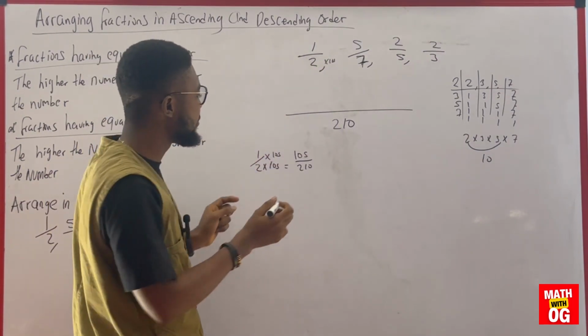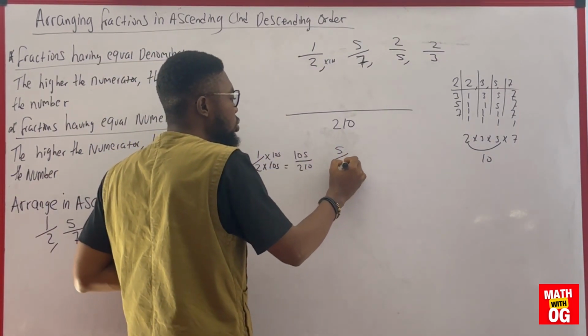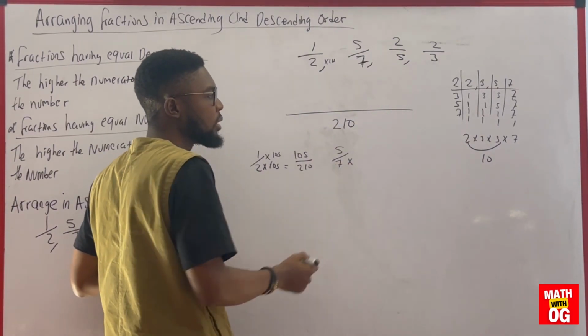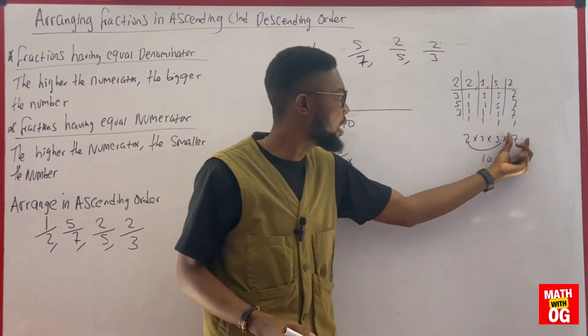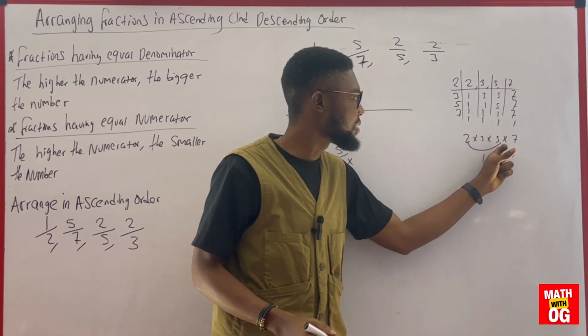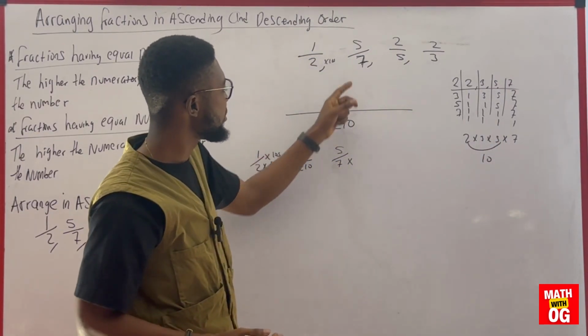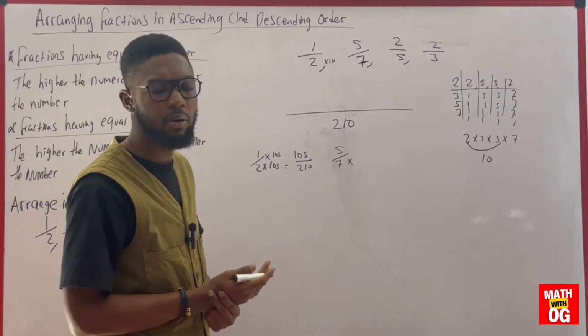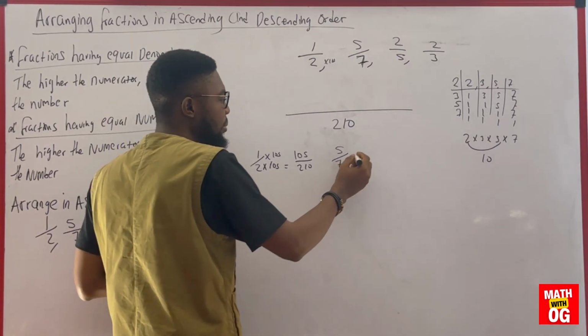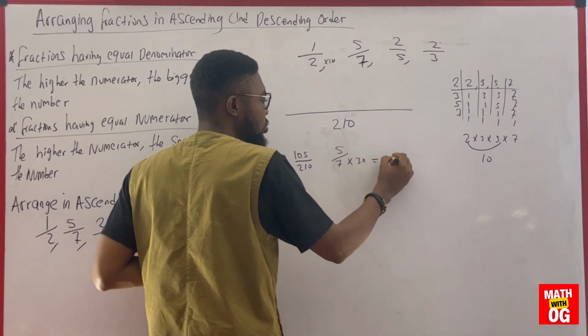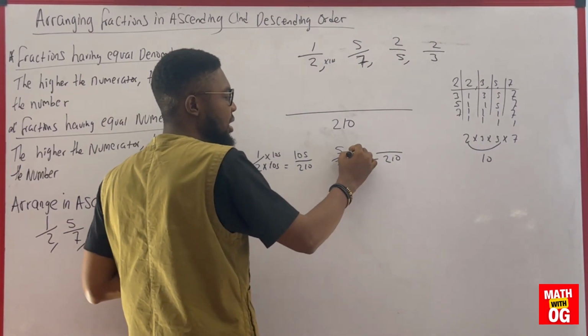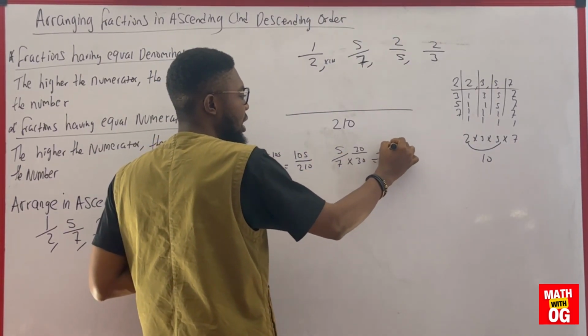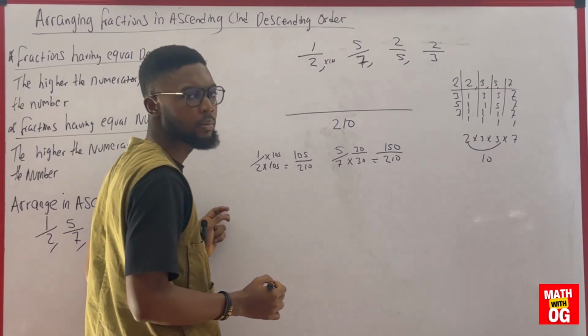Similarly, for 5 over 7, what will you use to multiply 7 that will give you 210? From here, I will have 2 times 3 is 6, 6 times 5 is what? 30. 7 times 30 will automatically give us 210. So since I'm multiplying 7 by 30 to give me 210, I should use that same 30 to multiply the numerator, and that will give me 150.